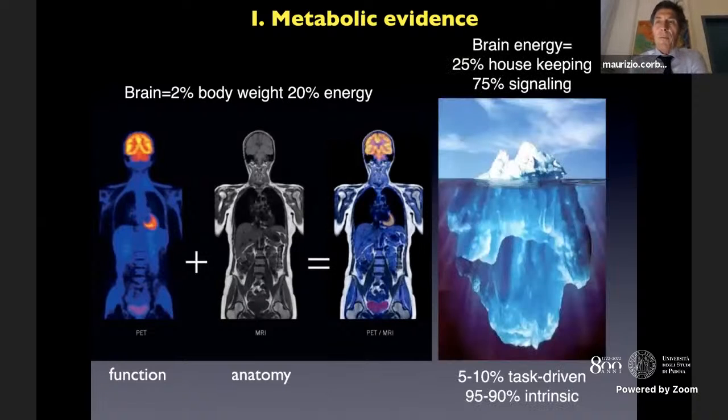And now we also know from many, many sources, that I don't have the time to review, that a lot of what is going on is housekeeping, so changing your synapses, pruning your connections, changing your mitochondria, moving neurotransmitters down the organelles, down the microtubules, all of that, but 75% is signaling. And of this 75% signaling, only 5 to 10% is task-driven, and 90 to 95% is intrinsic, that is resting. And I'm going to tell you why this is the case.